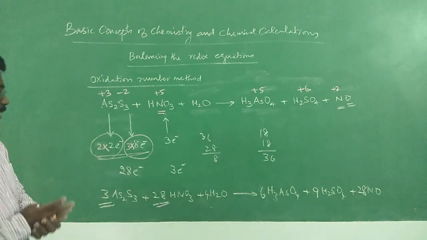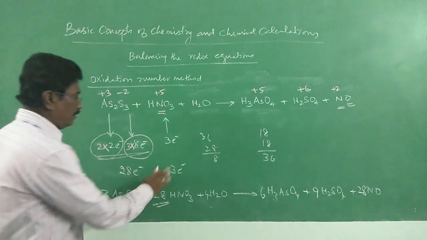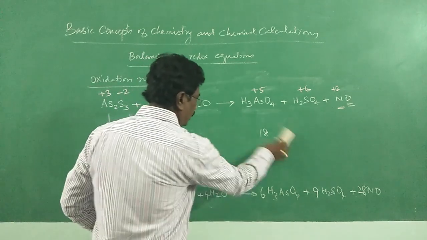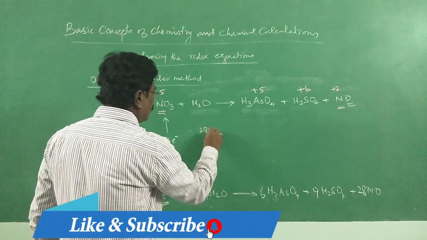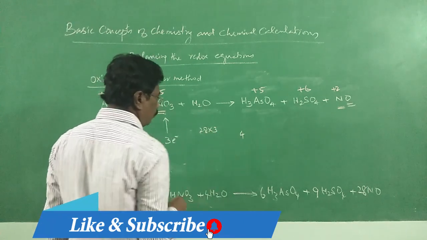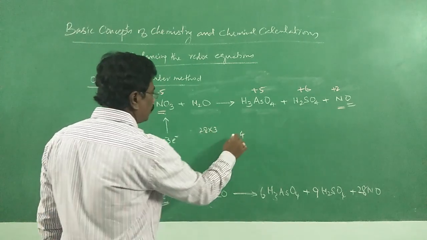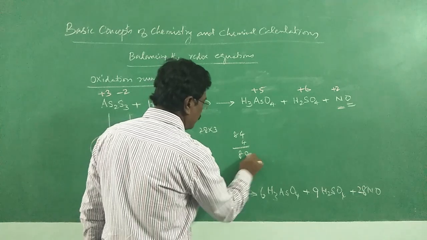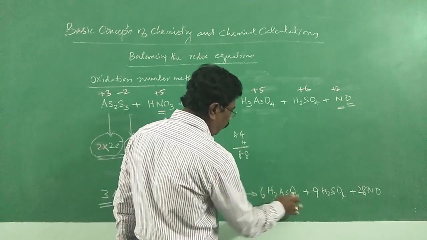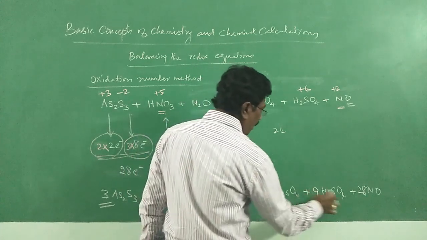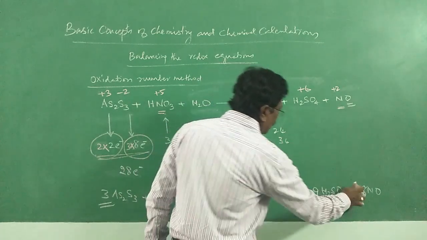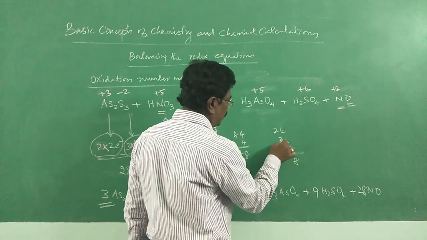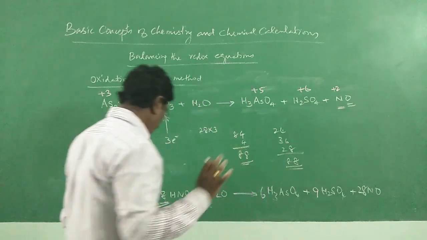Now let us count the number of oxygen atoms. It should be all right. How many oxygen atoms in the reactant side? 28 into 3, 84, and 3 into 4, 12, and 4 from water, totally 88? Here in the product side, 6 into 4, 24. 9 into 4, 36 and then 28. So 24 plus 36 plus 28, 88. So balanced equation. Everything is balanced.